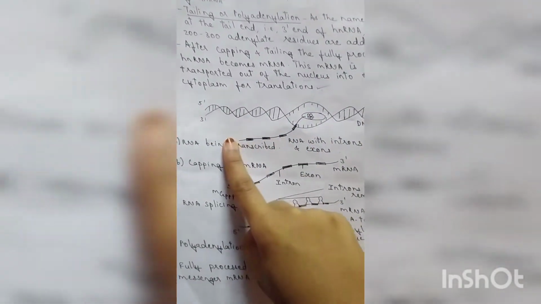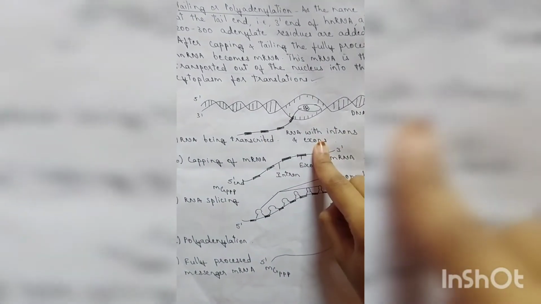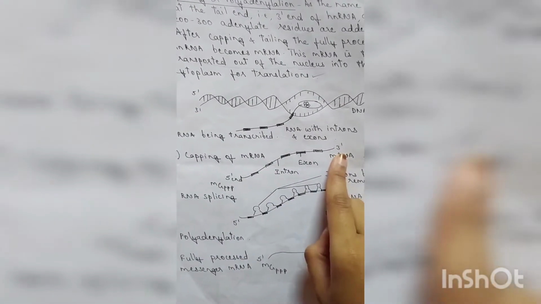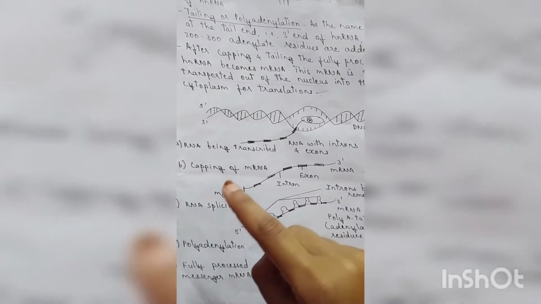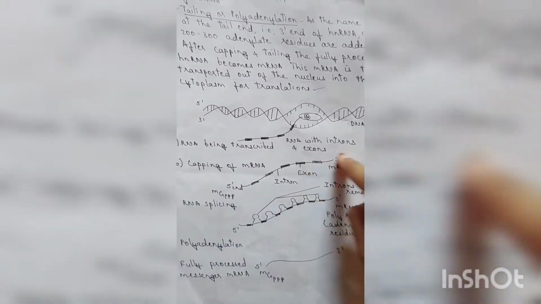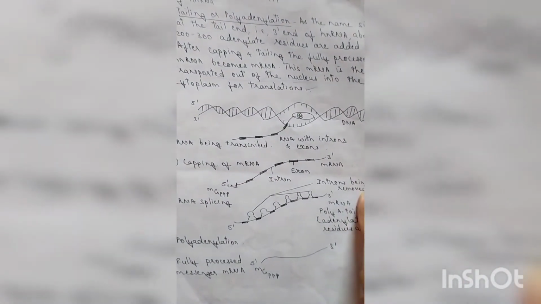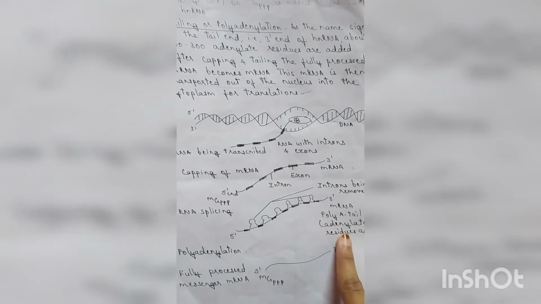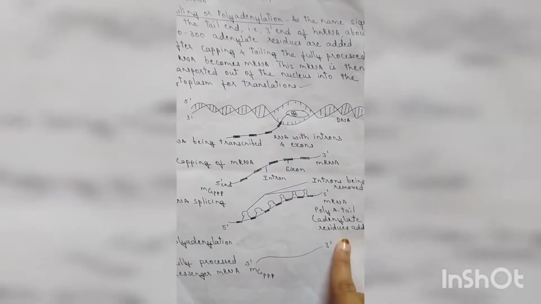So first is RNA being transcribed, RNA with exons and introns. Second step is the capping of mRNA, in which methylguanosine triphosphate is added at the 5' end, and introns and exons are shown here. Next is splicing, meaning introns are removed and exons are joined. Next is tailing. Tailing means at the 3' end, 200 to 300 adenylate residues are added.